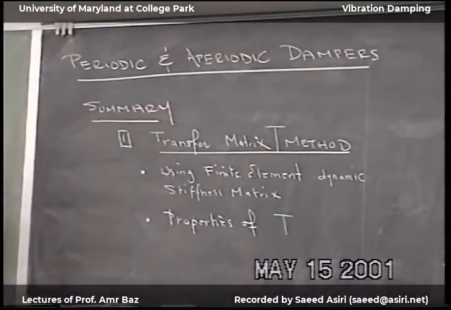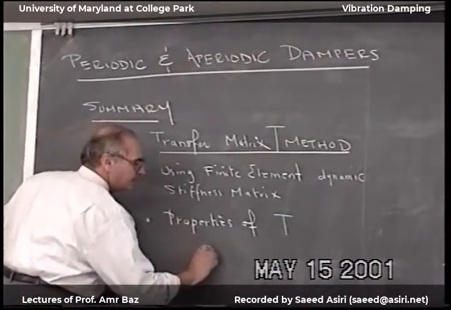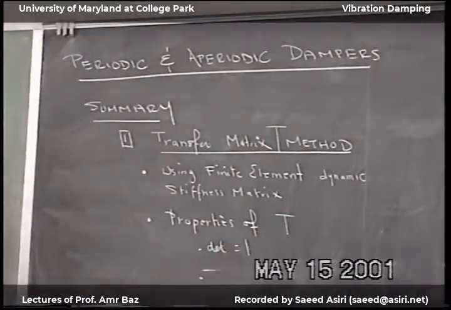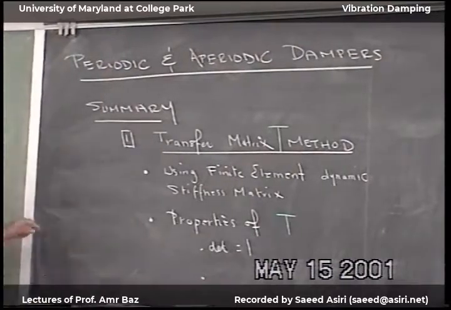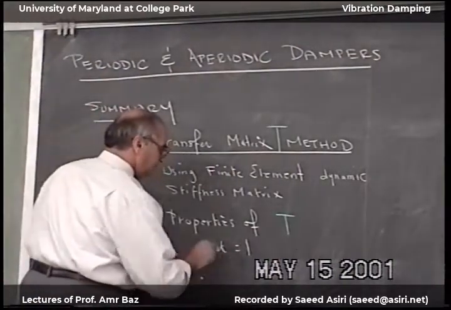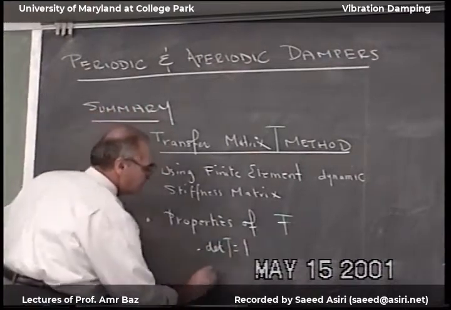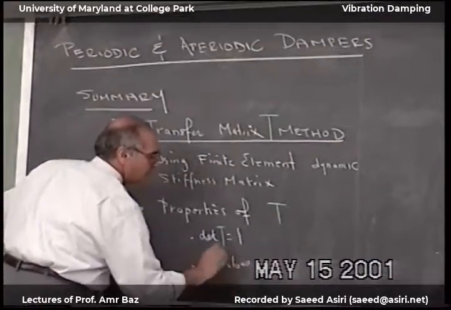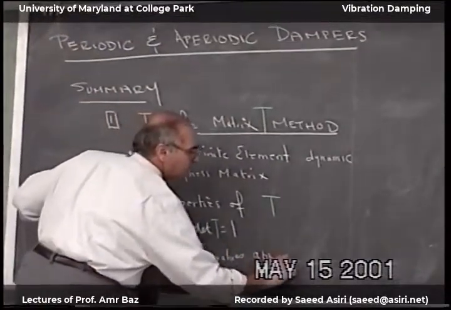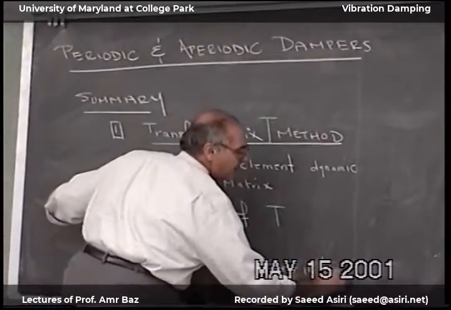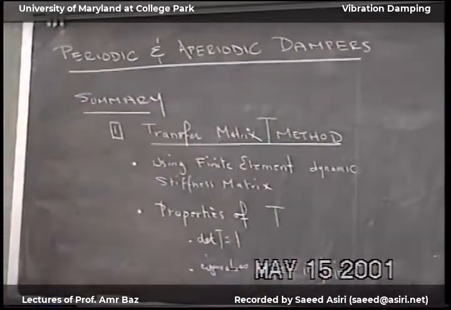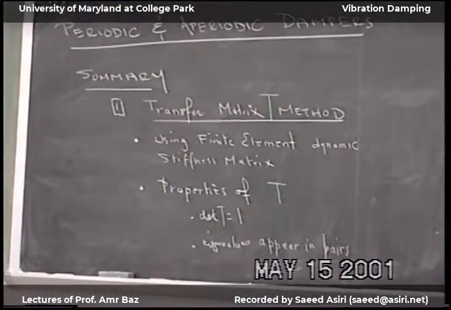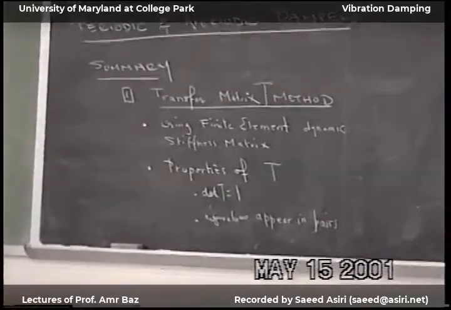And here we showed that the determinant is equal to 1. The eigenvalues appear in pairs, and they are the reciprocal of each other. And we showed that these eigenvalues are associated with waves traveling in opposite directions.